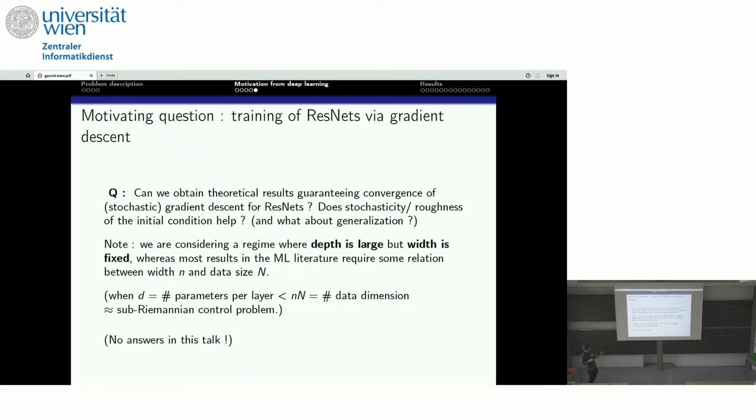So in practice, you have your neural network, and then you do some form of gradient descent, and you ask yourself, does this actually converge, for instance, at least to a zero or a small value for the empirical loss? And then what can you say about the actual loss and so on?